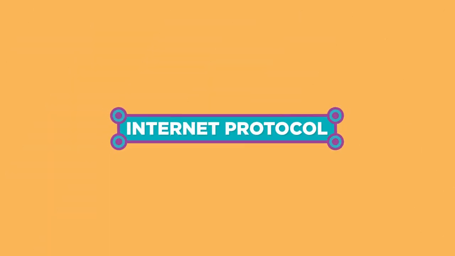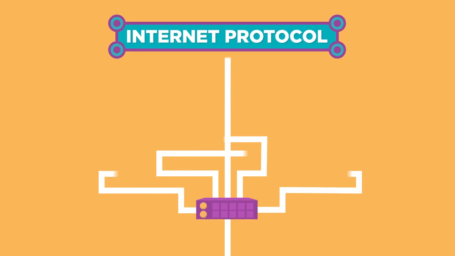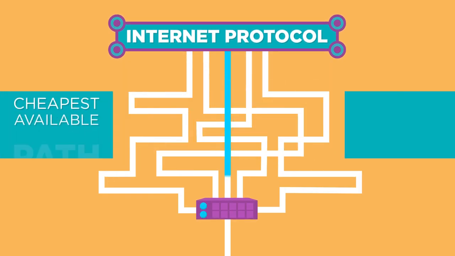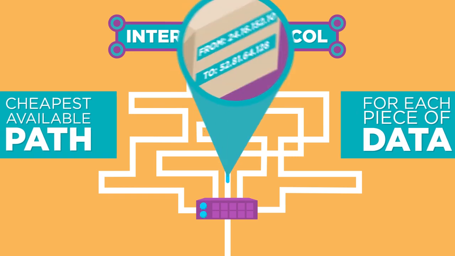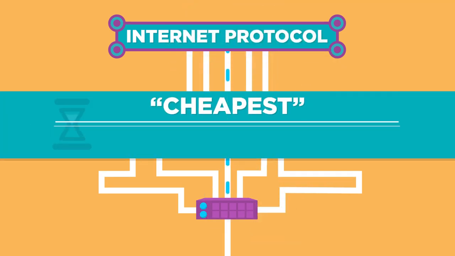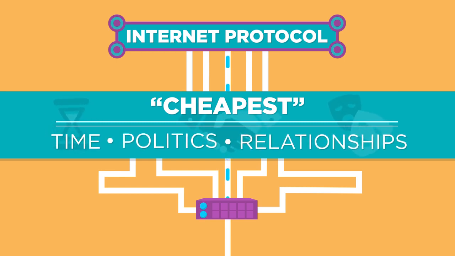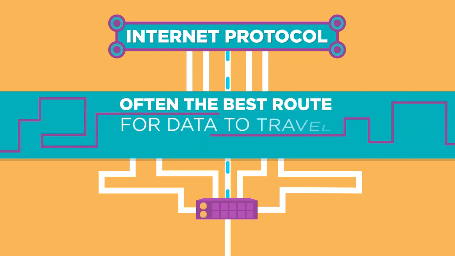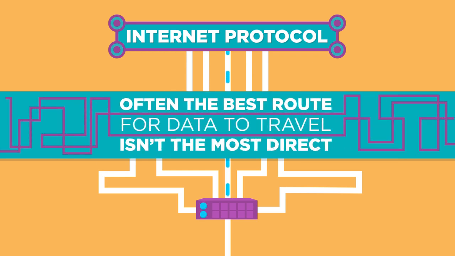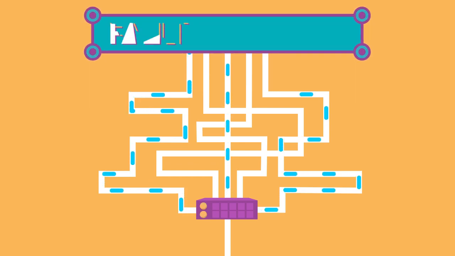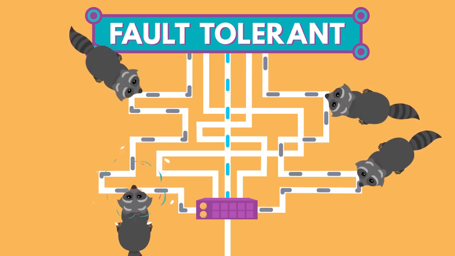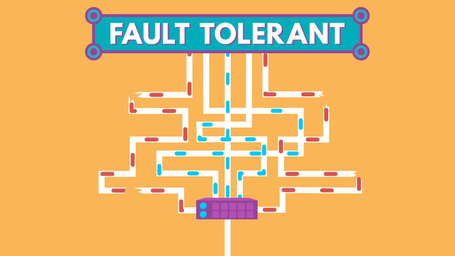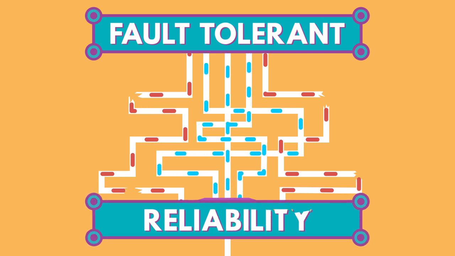As part of the internet protocol, every router keeps track of multiple paths for sending packets, and it chooses the cheapest available path for each piece of data based on destination IP address for the packet. Cheapest in this case doesn't mean cost, but time and non-technical factors such as politics and relationships between companies. Often the best route for data to travel isn't necessarily the most direct. Having options for paths makes the network fault tolerant, which means the network can keep sending packets even if something goes horribly wrong. This is the basis for a key principle of the internet: reliability.